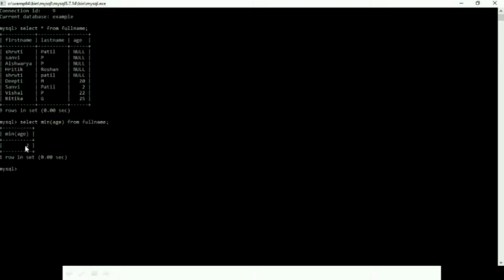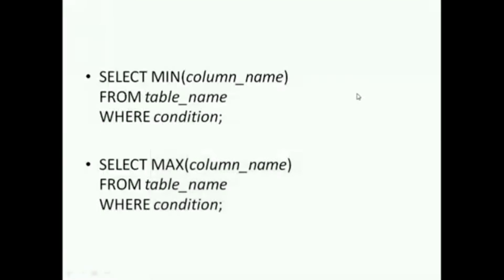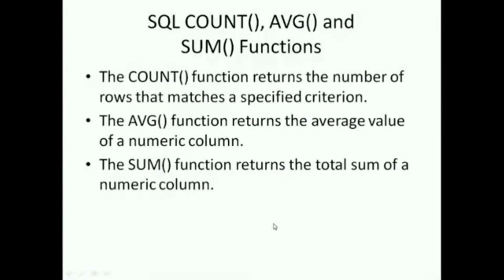So if you can see 2 is the minimum age present in this column. So now if you write max of age, so the maximum age present in the column is 25. This is how you retrieve the minimum value and maximum value present in the column. So after min and max, we will study now count, average and sum functions.